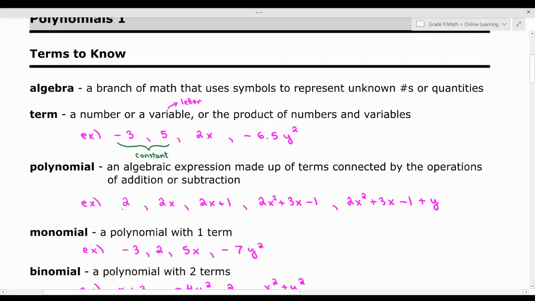And I do want to point out, the first two, like if you had the number 2 or 2 times x, you're going to notice there's no addition or subtraction, and that's okay. These still are considered polynomials, and there's a special name that we'll look at next. Okay, so this would be a polynomial. You'll notice now there's a plus sign. This is a polynomial, there's a plus and a minus. This is also a polynomial, there's a plus, there's a minus, there's another plus. All right, so then in this unit, we focused on how you add and subtract polynomials and how you multiply and divide polynomials.